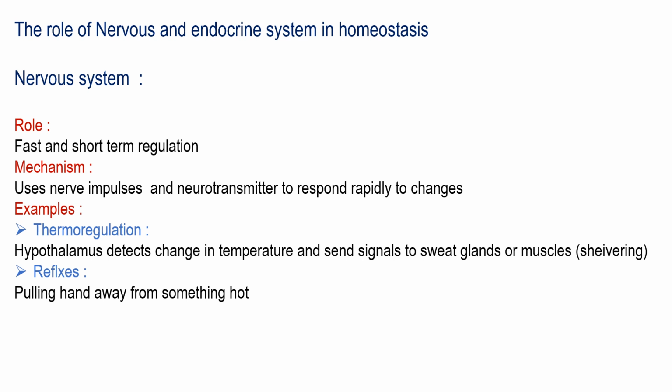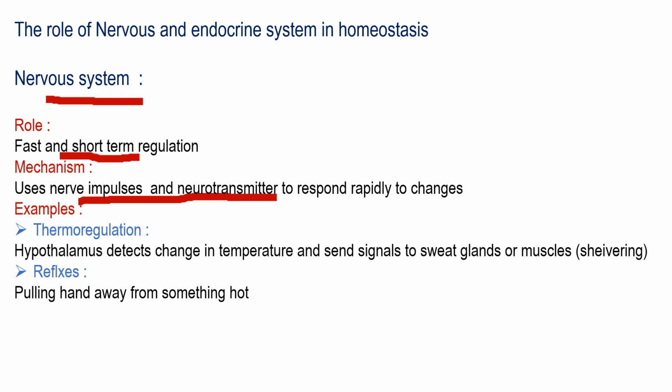Almost all systems of human body contribute in homeostasis. For example, respiratory system, circulatory system, digestive system, urinary system, etc. But the main role is played by nervous and endocrine system. So what is the role of nervous system in homeostasis? It gives very fast but short-term regulation. How does it work? It works by using nerve impulses and neurotransmitters, that are chemical messengers, to respond quickly to any change in internal environment.